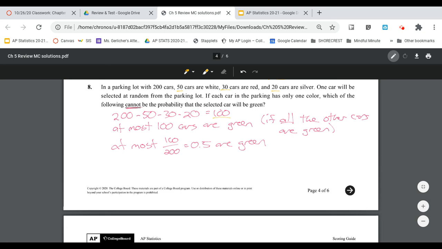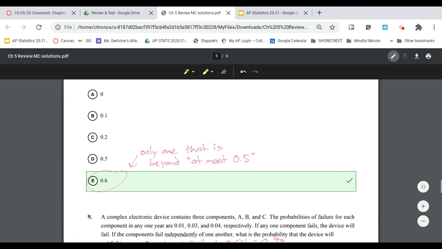So we can say that at most 100 cars are green. If all the ones we don't know about are green, that would be 100. So at most, our probability should be 0.5, 100 out of 200. So when you look at all your possibilities, 0.6 is the only one that's beyond that description of at most 0.5. So that is the one that is not correct, not true.